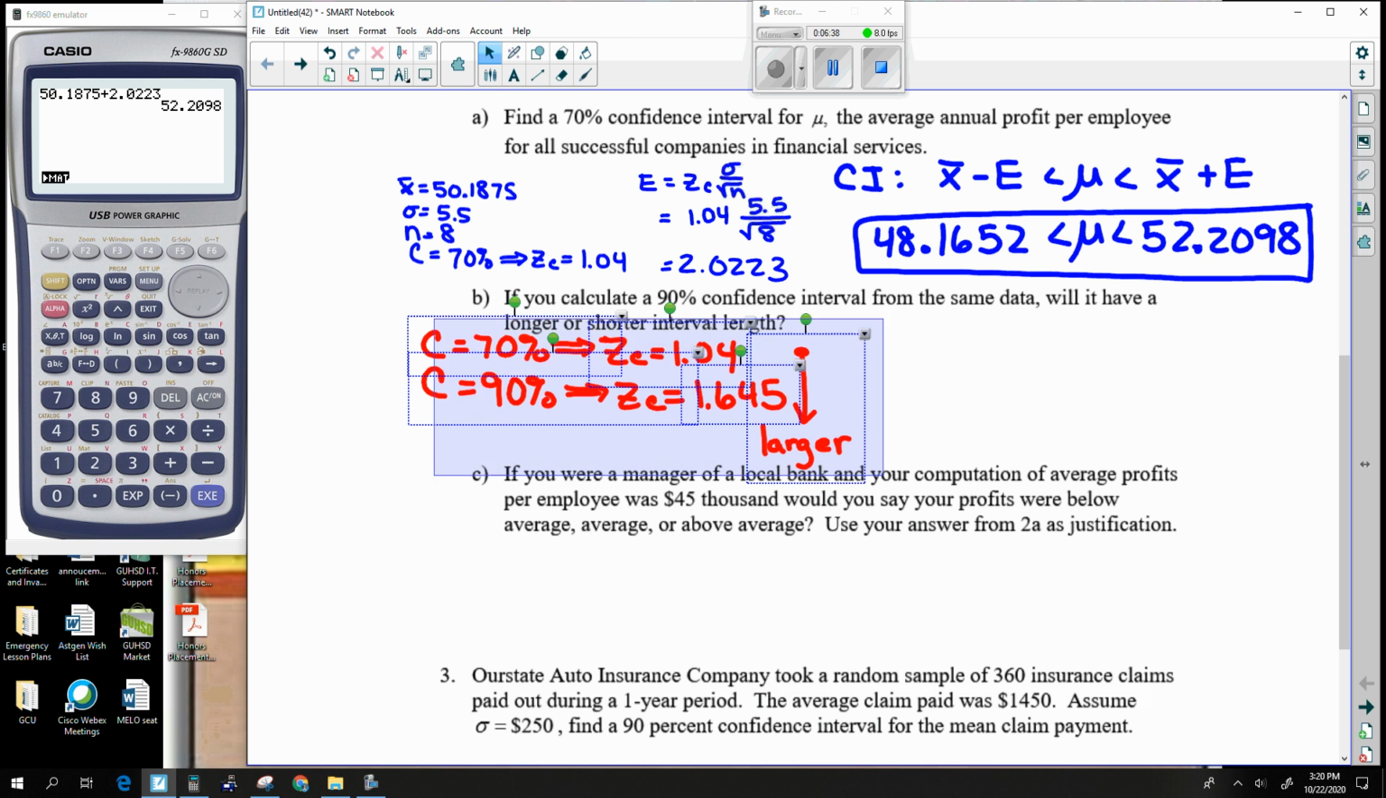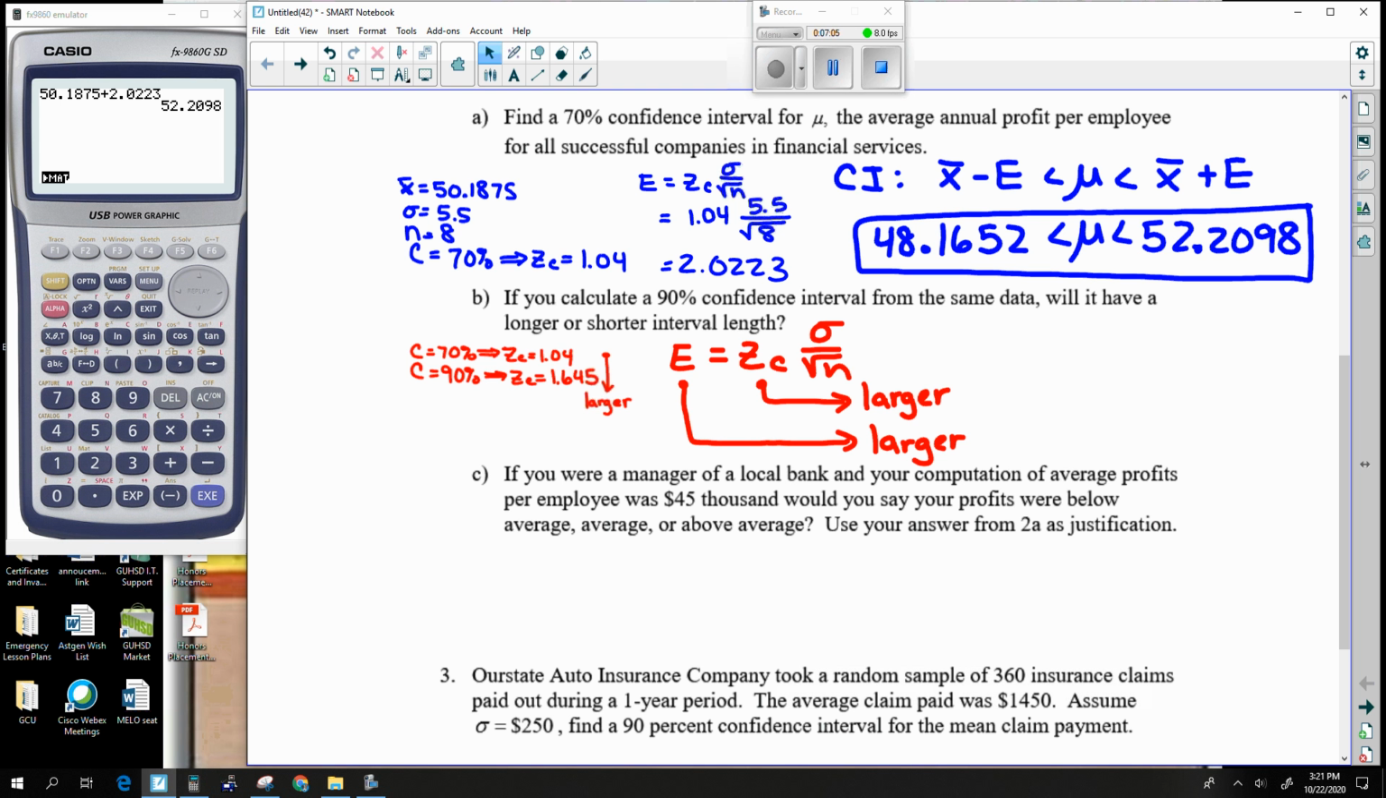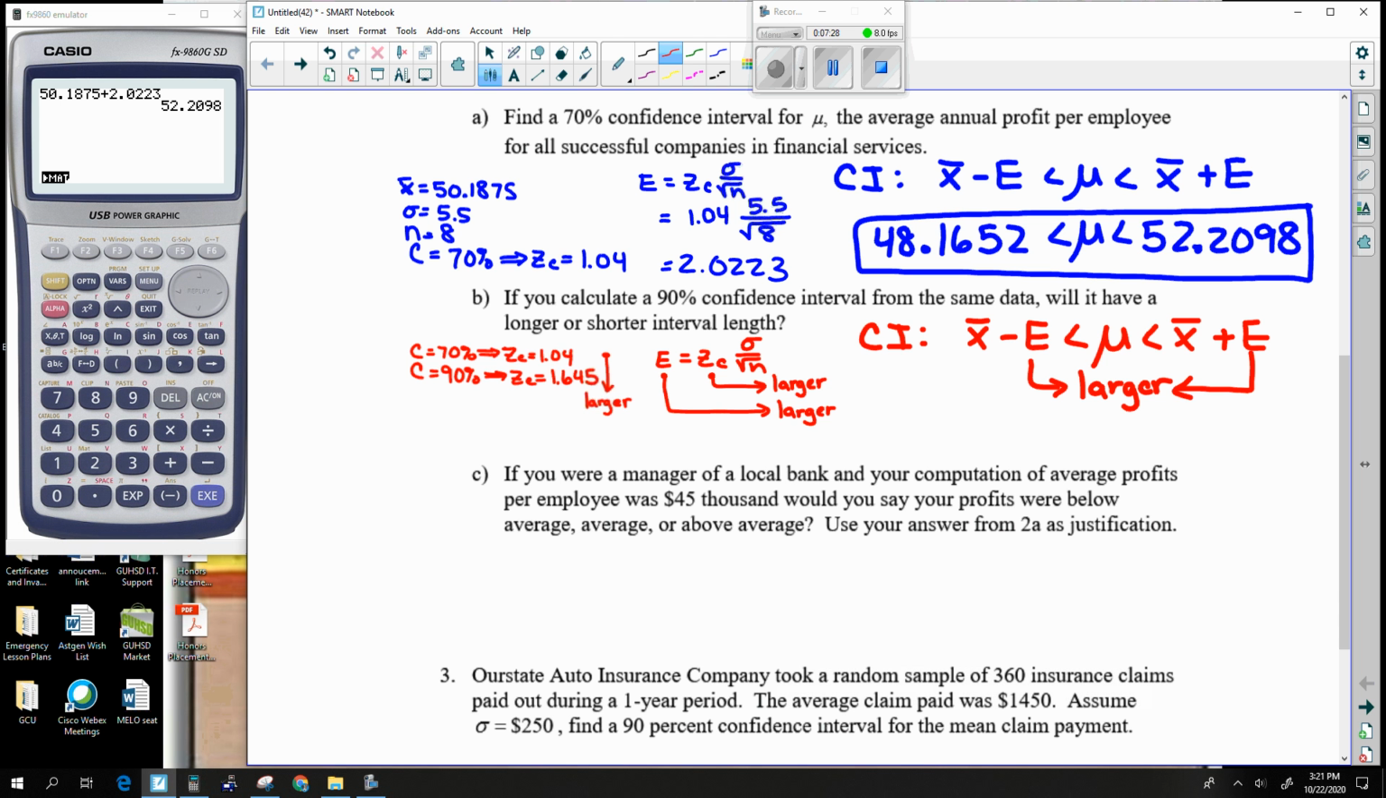That ZC just got larger, which is going to affect the E of the problem. So the E is ZC sigma divided by the root of N, and ZC we just showed got larger. ZC is a multiplication number, so that means the answer also would get larger. Multiply by a large number, you're going to get a large answer. Only division is the opposite. So E just got larger. The confidence interval is x bar minus e to x bar plus e. So if e just got larger, that means I'm adding and subtracting a bigger number. So if I add and subtract a bigger number, the confidence interval itself will get longer. Again, you have to show all of this mathematics.